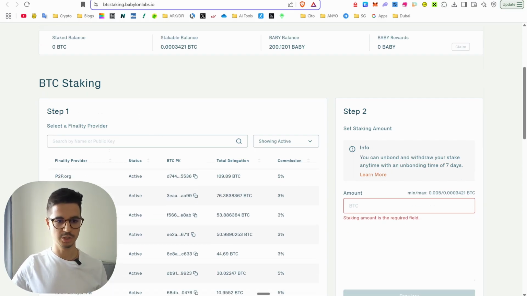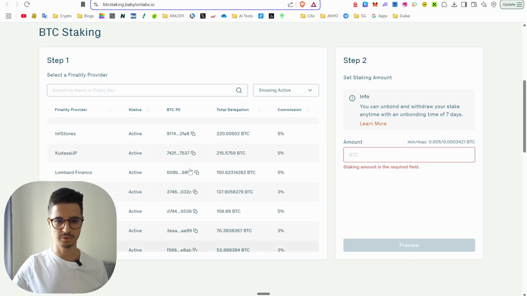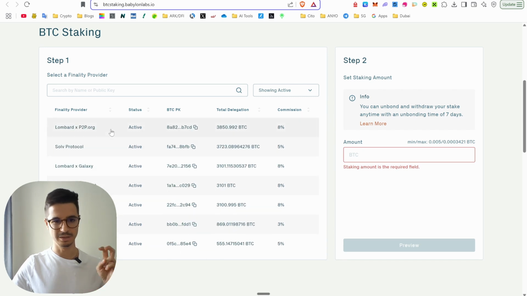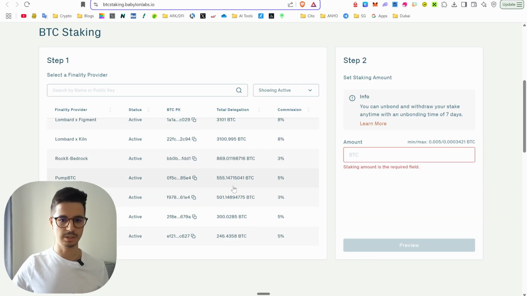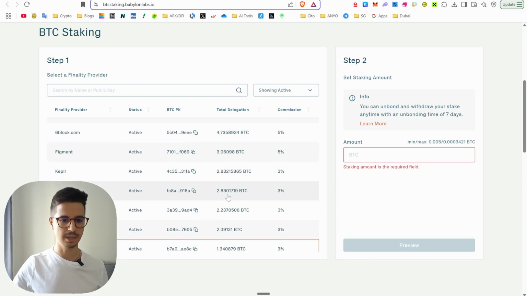So here you simply choose your favorite finality provider. Of course, on top of this list, there are all the LST tokens, like the liquid staking token providers, and they have lots of Bitcoin. And also keep an eye on the commissions. I mean, 8% is rather high, I think. 5% is fair and 3% is optimal. Just scroll down. You don't really want to delegate to these big guys over here.